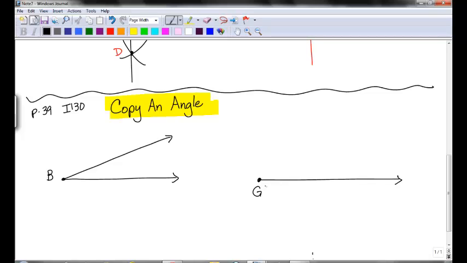Okay, step 2 says place the tip of the compass at point B. So put the point at B and draw a large arc that intersects both sides of angle B, and label the points of intersection A and C. So you put your point over here on B and draw an arc right here. It's going to intersect both sides. And don't change the size of your compass. And it says label that A and C.